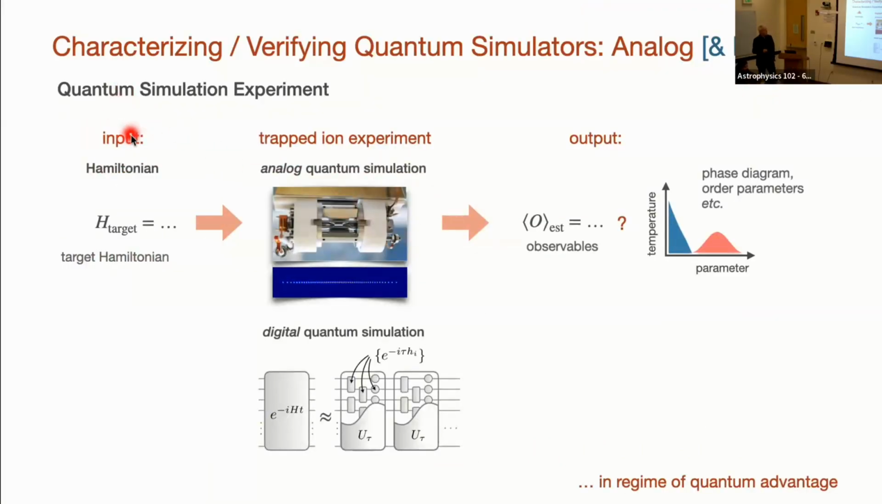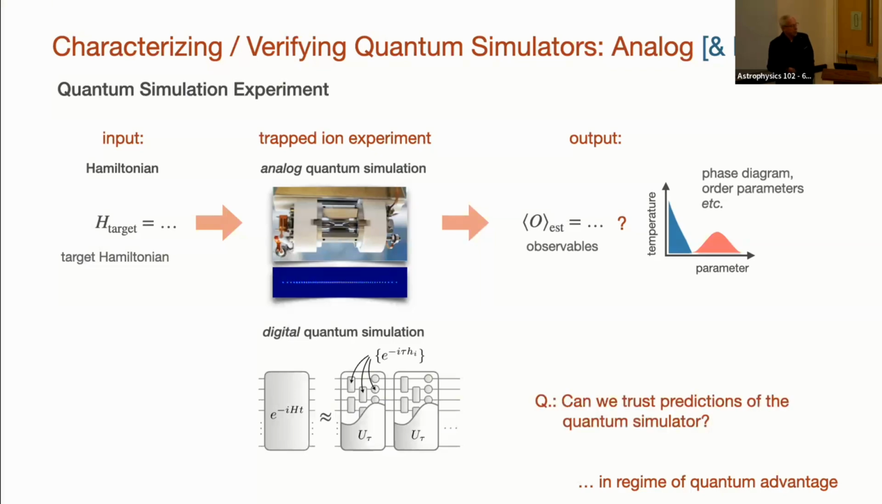So normal quantum simulation experiments always work like this. There's an interesting target Hamiltonian over here that your theorist friends give to you as the one that you would like to implement. And then we do a simulation experiment, either analog like here, not digital, but we focus on this part over here. And then we predict certain observables coming out, and then at the end, plotting things that interest us, like maybe phase diagrams, whatever these things might be. And of course, this is what analog simulation does. And the question is, can we trust these predictions of a quantum simulator?